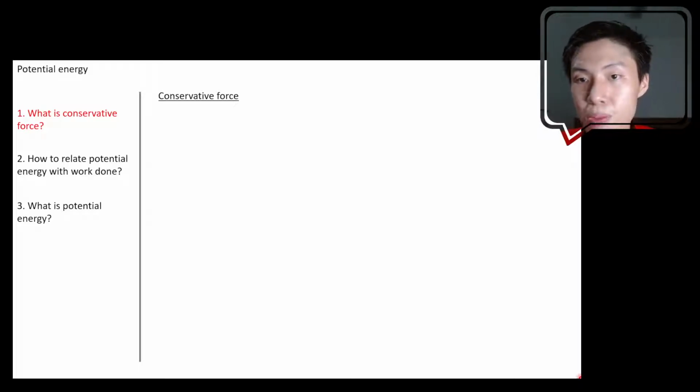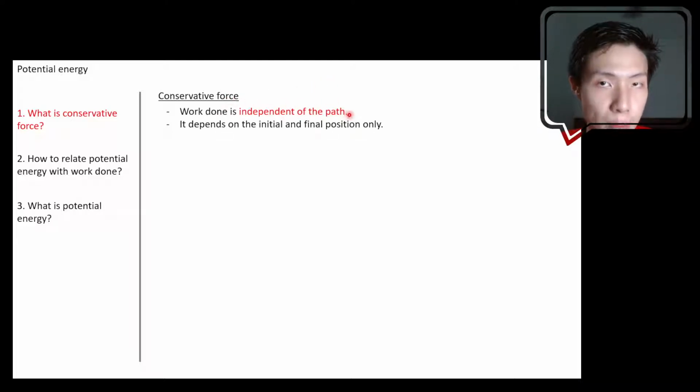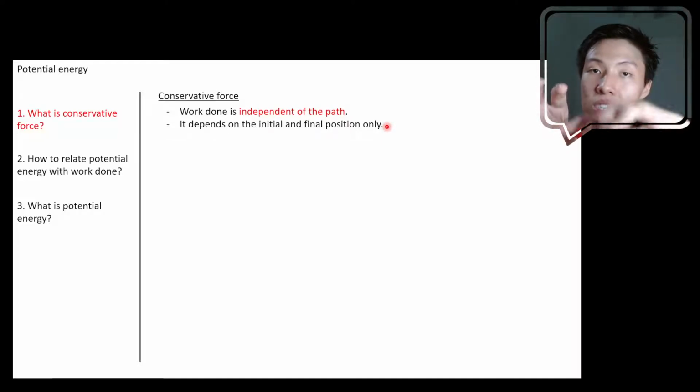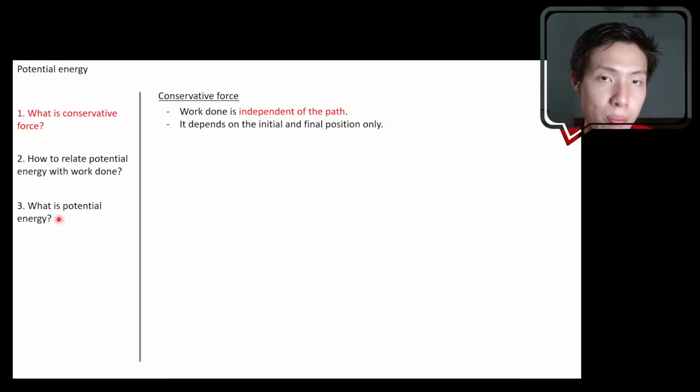We have discussed in the previous video that conservative forces are forces in which their work done is independent of the path. So the work done by these conservative forces depends on the initial and final position only. It doesn't depend on the path we take to go from an initial position to the final position. We say it's independent of the path.